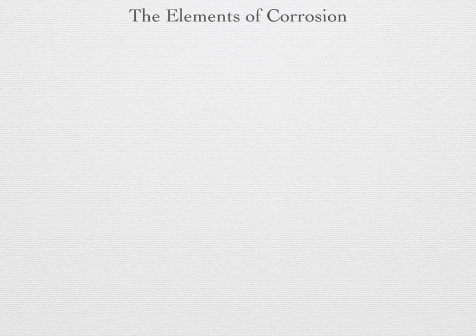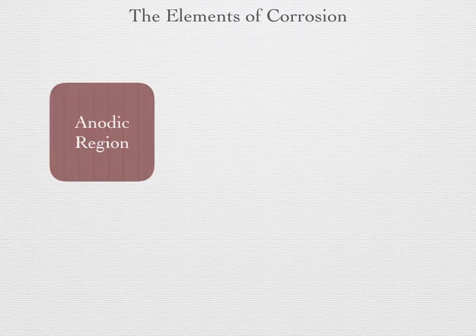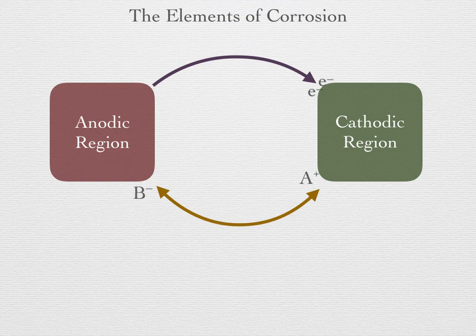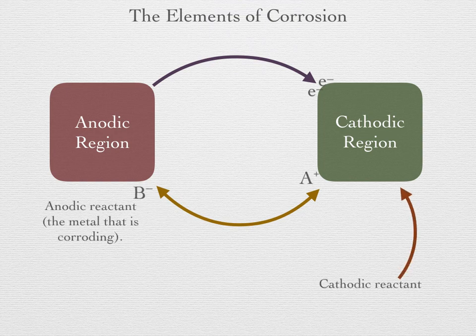So what are the essential elements of corrosion? Well, there are 5 key aspects with which we can view a corrosion process. As with any electrochemical process, there must always be an anodic region and a cathodic region. These 2 regions must be in electrical contact. They must also be connected by an ionically conducting solution. And there must be some kind of cathodic reactant. Now, there's also an anodic reactant, but that's just the metal which we are observing corrosion in.